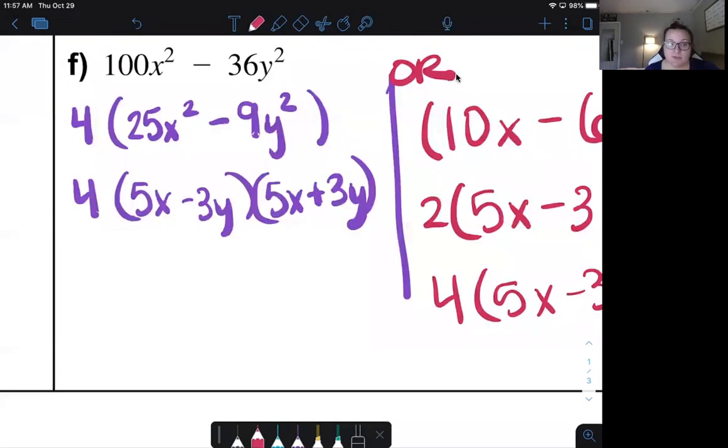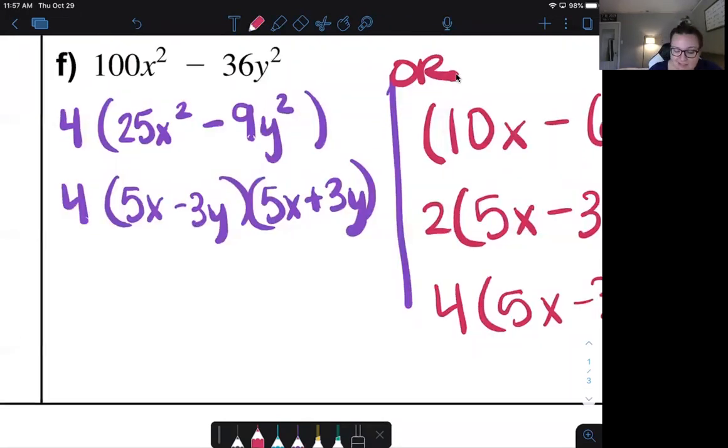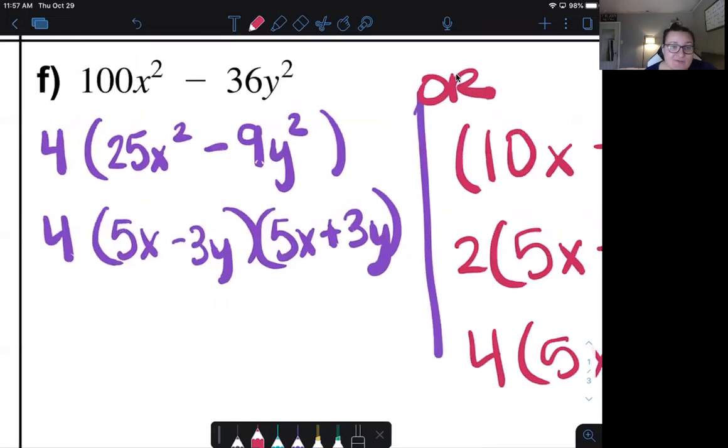So there are actually 2 ways to do this problem. The first way is, I noticed that 4 is a GCF of 136, so I factored a 4 out, and I got 25x squared minus 9y squared. Then I saw that 25x squared and 9y squared are perfect squares, and they are being subtracted, so I have a difference of squares. So I can go ahead and do my factors. I keep my 4 out in front. 5x times 5x gets me 25x squared. Negative 3y times 3y gets me negative 9y squared.